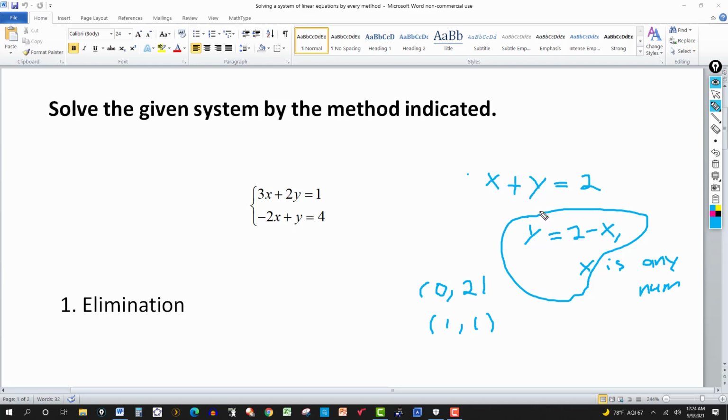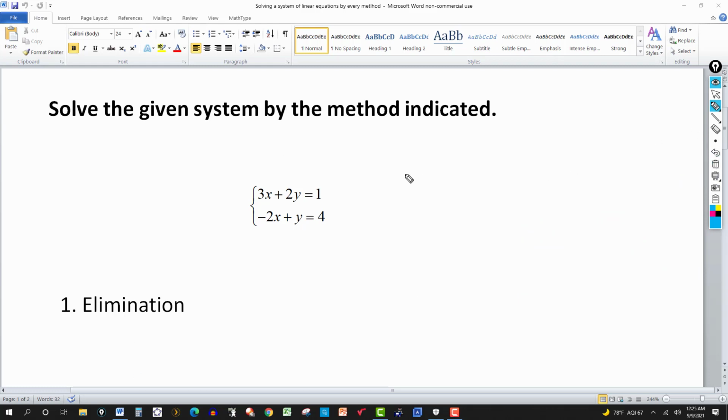So you would represent the solution in a formula. You say, okay, x can be any number, y will equal 2 minus x, and then if you want different solutions, you just plug in a value for x. So those are the three types that you have. In this case, we're going to concentrate on the different methods. Okay, so you want to solve this equation by the method indicated. So for the first part here, it's solving this equation by elimination.